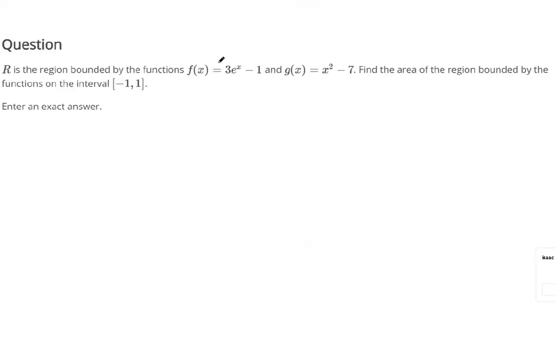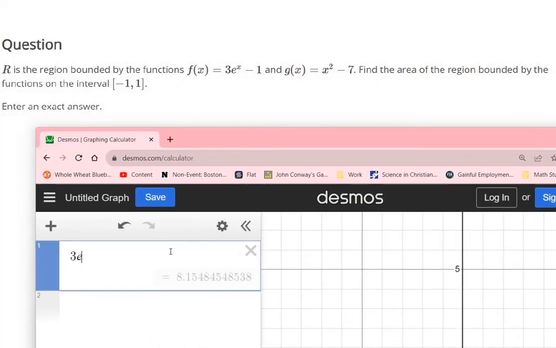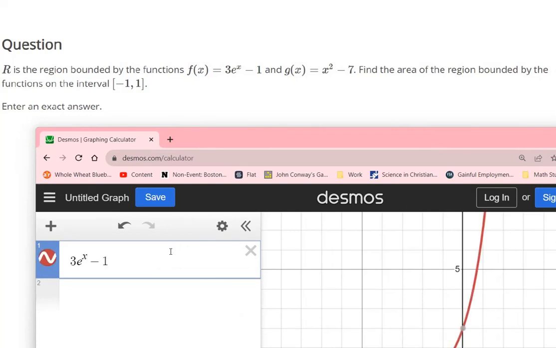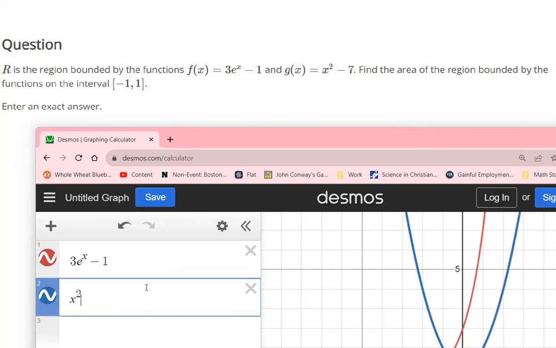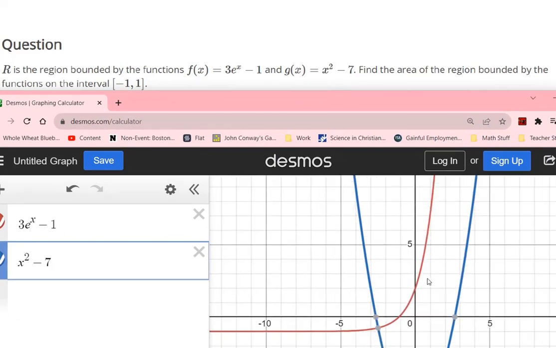So just to set you up with the next one, remember your goal is you want to graph these. So you can go to desmos.com/calculator. Find out which one is the bigger function. So 3e to the x. You could do it through trial and error with some points too. So the red one is the e to the x, so that one's bigger.